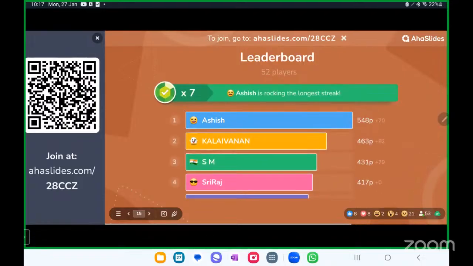Ashish is leading, followed by Kalaivanan, SM, Sriraj, Shanmugapriyan, and Tanya.